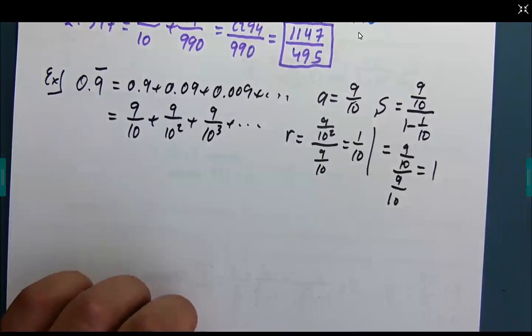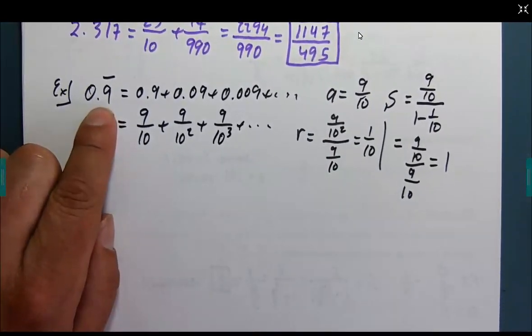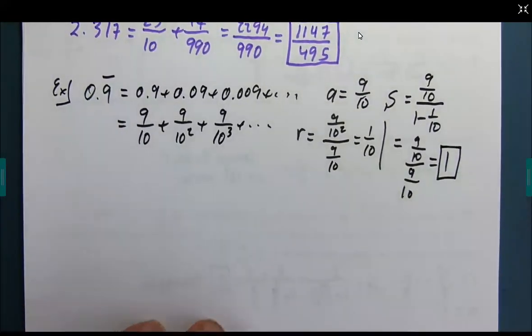I want you to think about that. 0.9 bar is exactly equal to 1. That should mess with your mind a little. That's the end of part one. Part two is coming up.